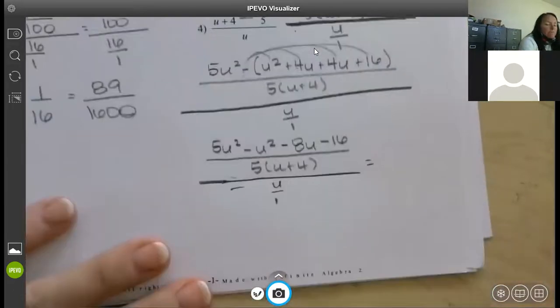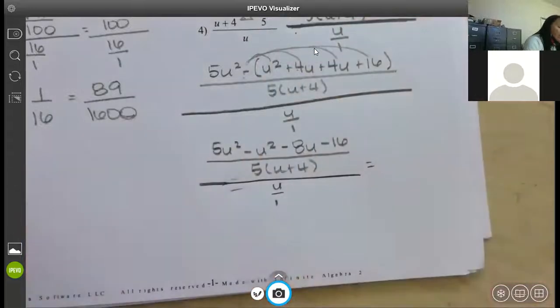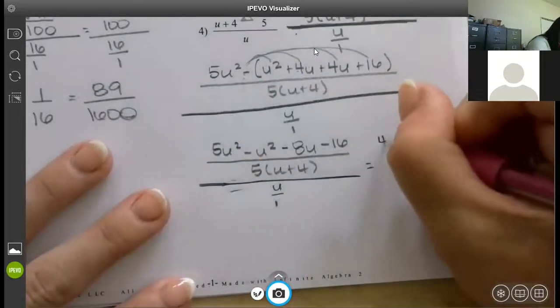We're going to clean this up. 5u squared minus 1u squared is 4u squared minus 8u.